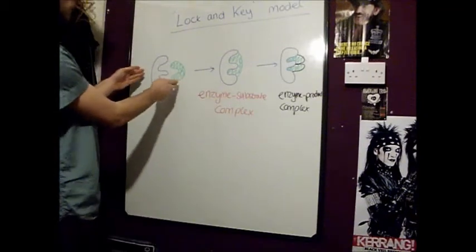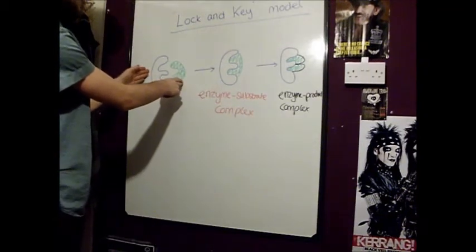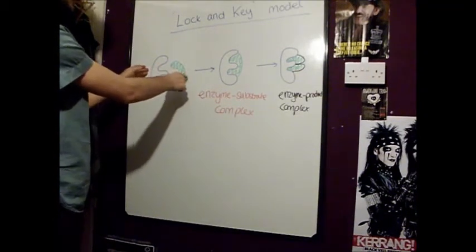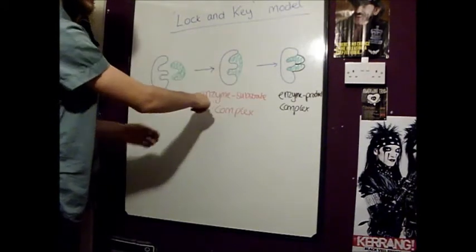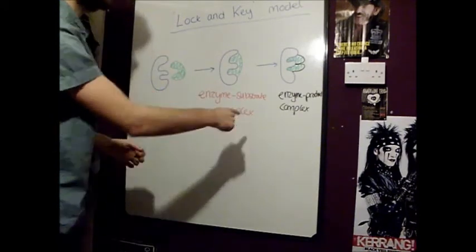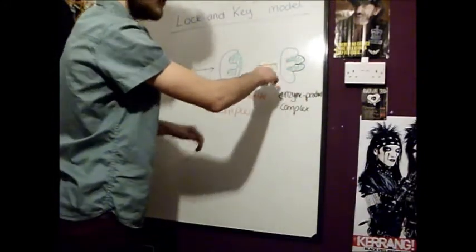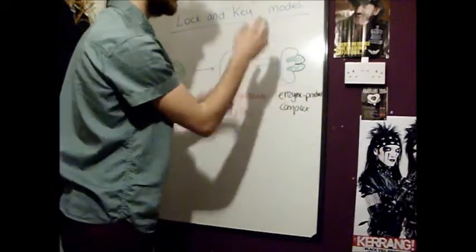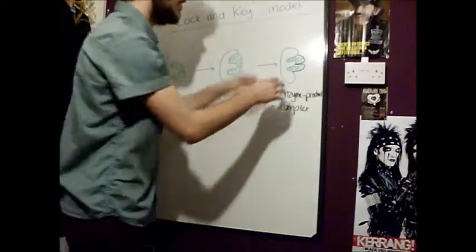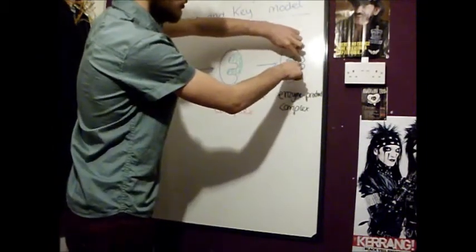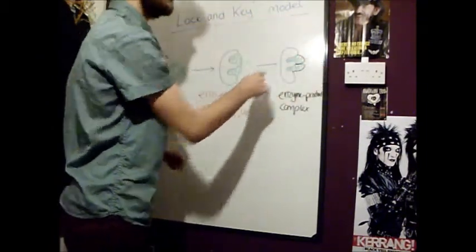So this is the substrate and this is the enzyme, and here's the active site, and they come together to form the enzyme substrate complex, and then they break apart in two, so there's two separate molecules now, and that's called the enzyme product complex, and then the product molecules go off and the enzyme stays unchanged.